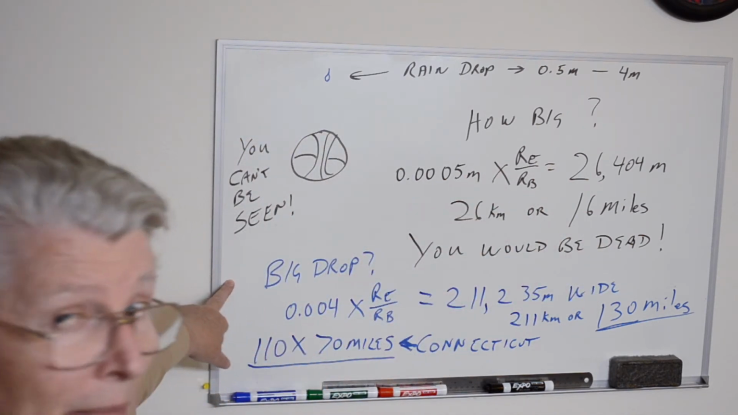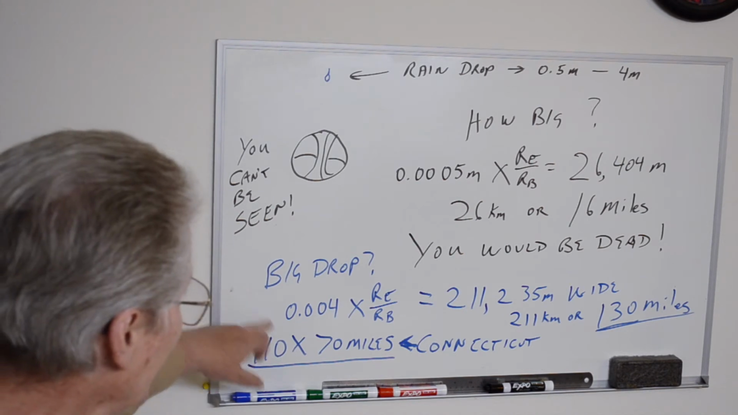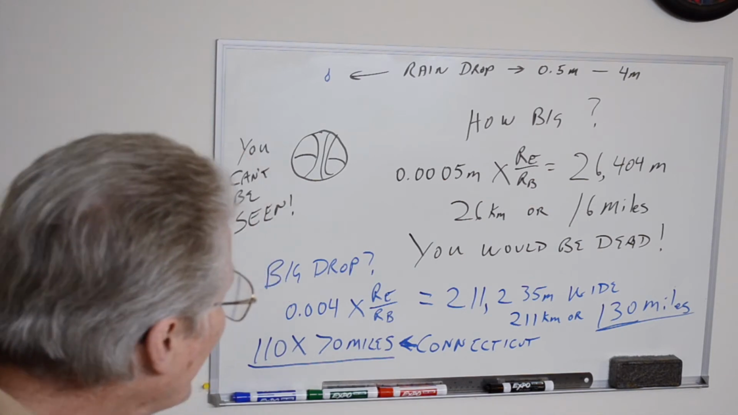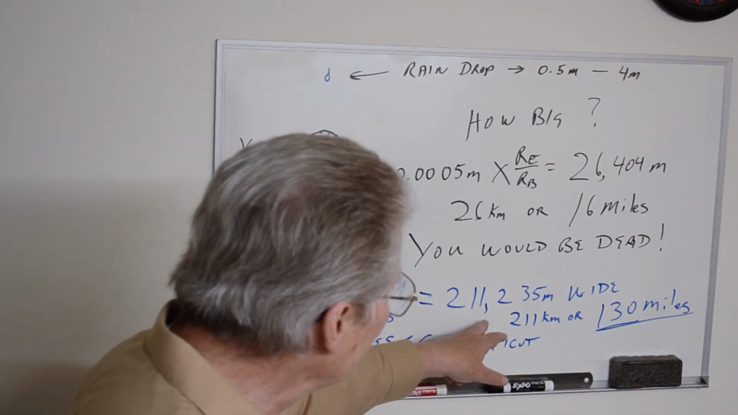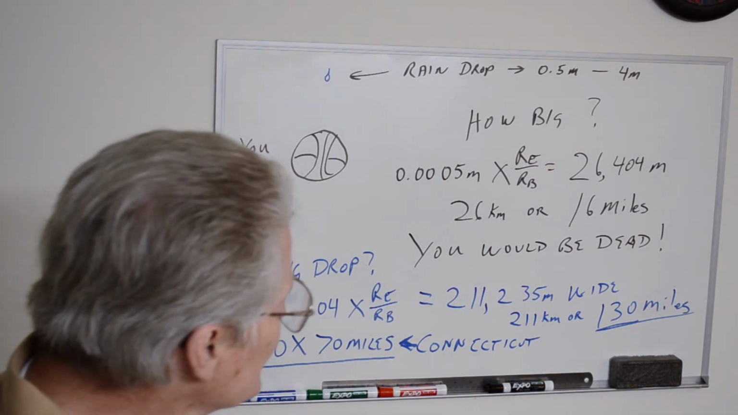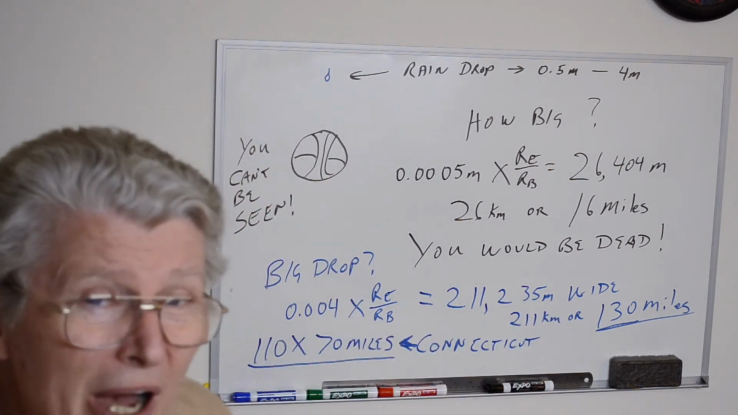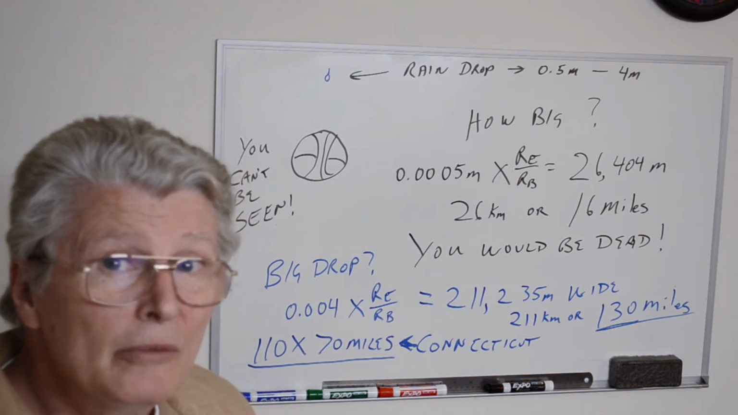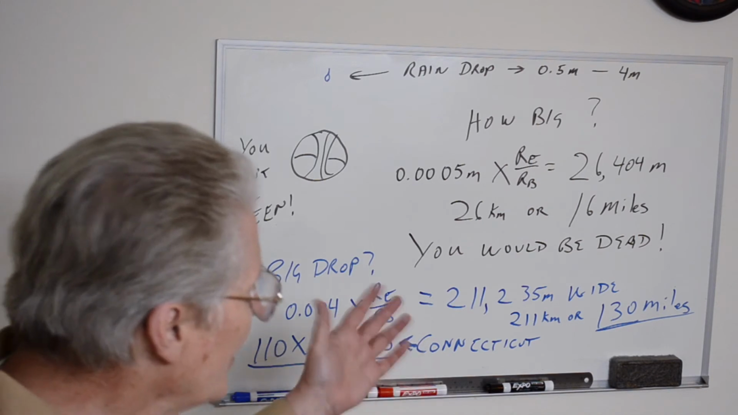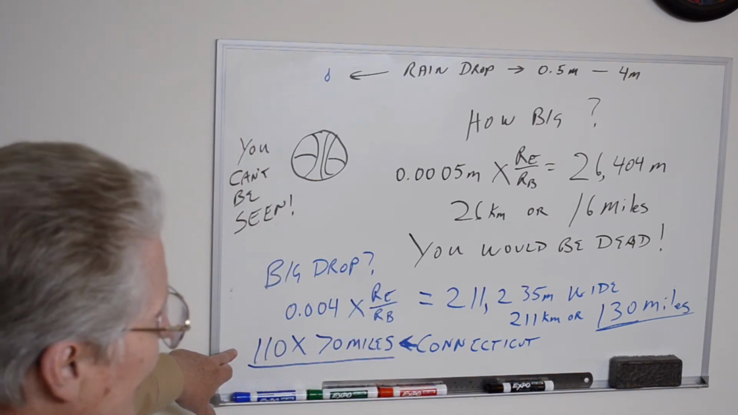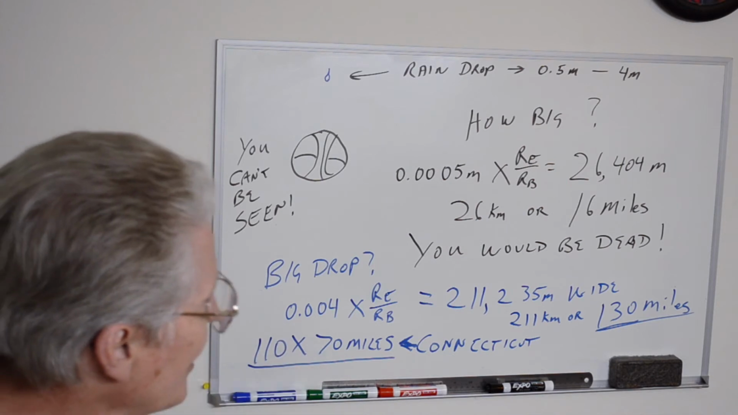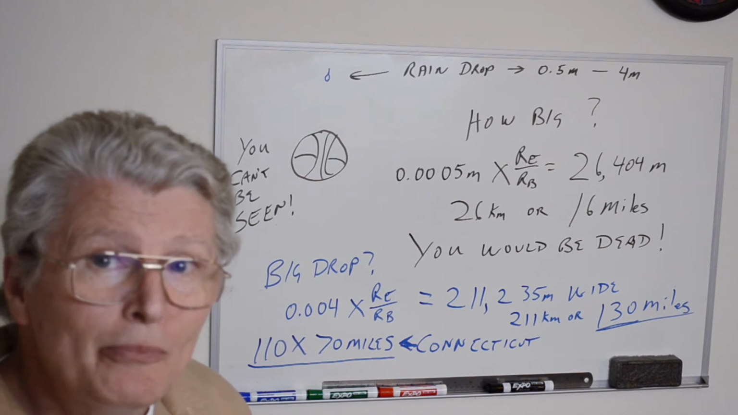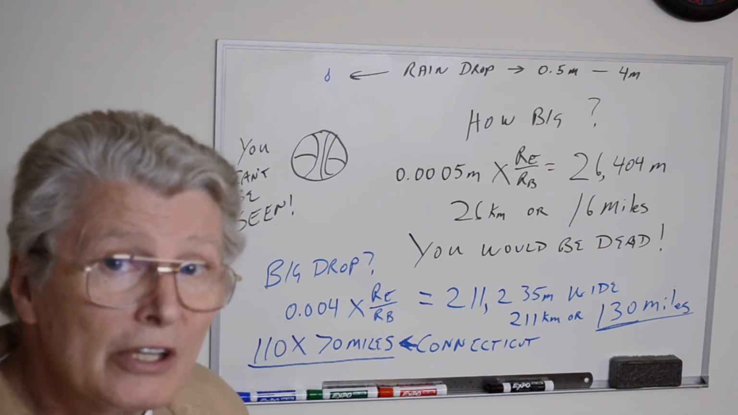Well, how about the big raindrop? How big would that be? That's even more scary. If you go 0.004 meters times that ratio, you end up with 211,235 meters, which is 211 kilometers or 130 miles. That is a huge amount of water coming down. We're talking the Great Lakes combined hitting you. Of course, you would not survive that. Look, the state of Connecticut is 110 miles by 70 miles in width and height. So this raindrop is bigger than the state of Connecticut, significantly bigger.